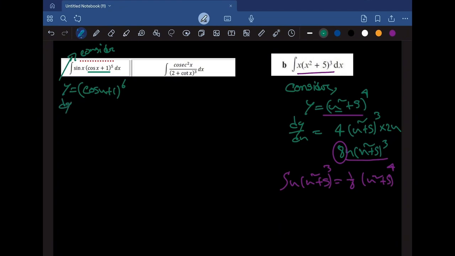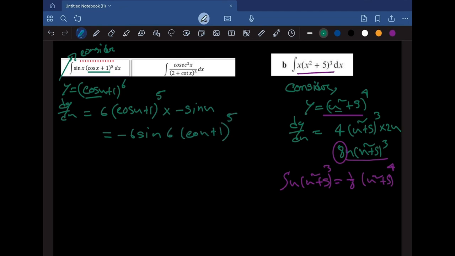So now we will differentiate it. The power 6 will come down, and then cos x plus 1, and then we will decrease the power by 1 and multiply with the differential of the inner function. Cos x becomes minus sin x. It will obviously become minus 6 sin x and then cos x plus 1 to the power of 5. Okay, this is how we have done.